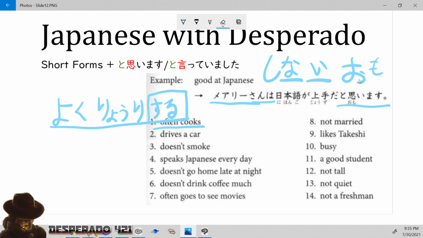So let's try it one more time. Meri-san wa yoku ryori shinai to omoimasu. Sorry, I had an itch on my back. Meri-san wa yoku ryori shinai to omoimasu. Very good. Fantastic. All right. So this is the reason why I was saying short form is important, because in order to make these sentences, and make even the polite form with these sentences, you have to know the short form in between that to omoimasu section.